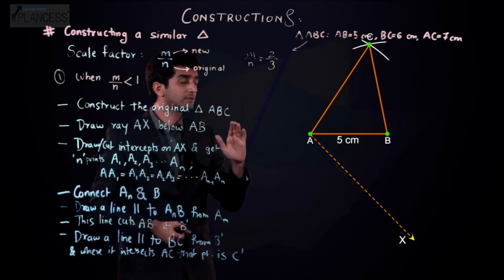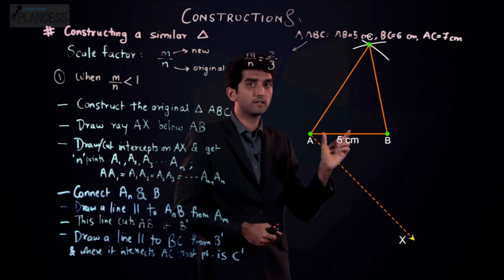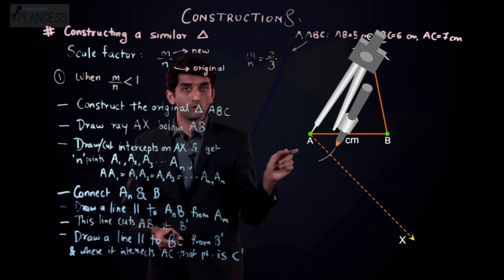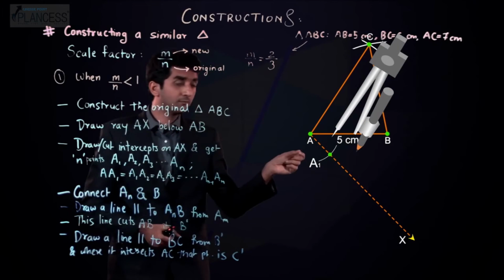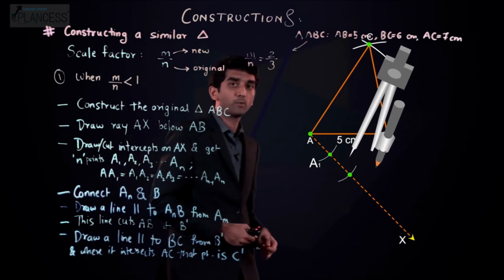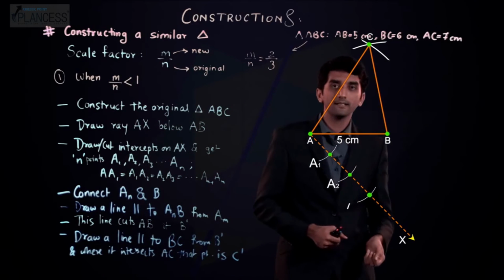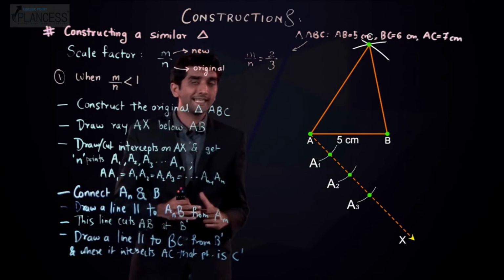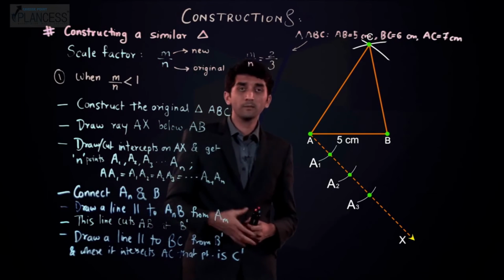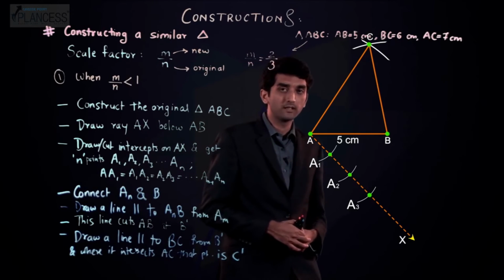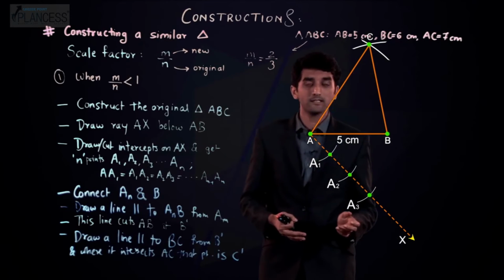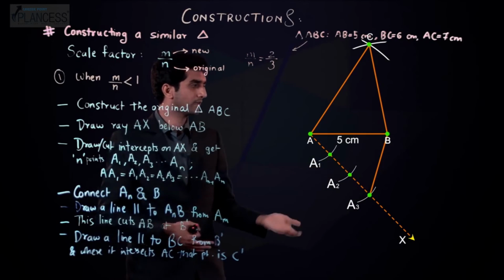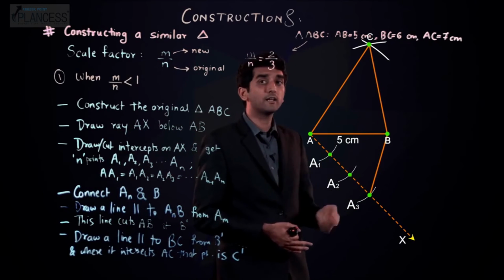So all that we have to do is mark 3 points on the ray AX. Take a particular length on the compass, keep the pointed edge on A, cut an arc on that ray AX, and we'll get point A1. Keep the pointed edge on A1, cut an arc, get a point A2. Similarly, we get the point A3. So we have the 3 points required, A1, A2 and A3 on the ray AX. Once that is done, the next step is simply to connect An and B. In this case, An is nothing but A3 because that is the last point. So connect that with B. Again, a simple thing to do. So just take a ruler and connect A3 and B.